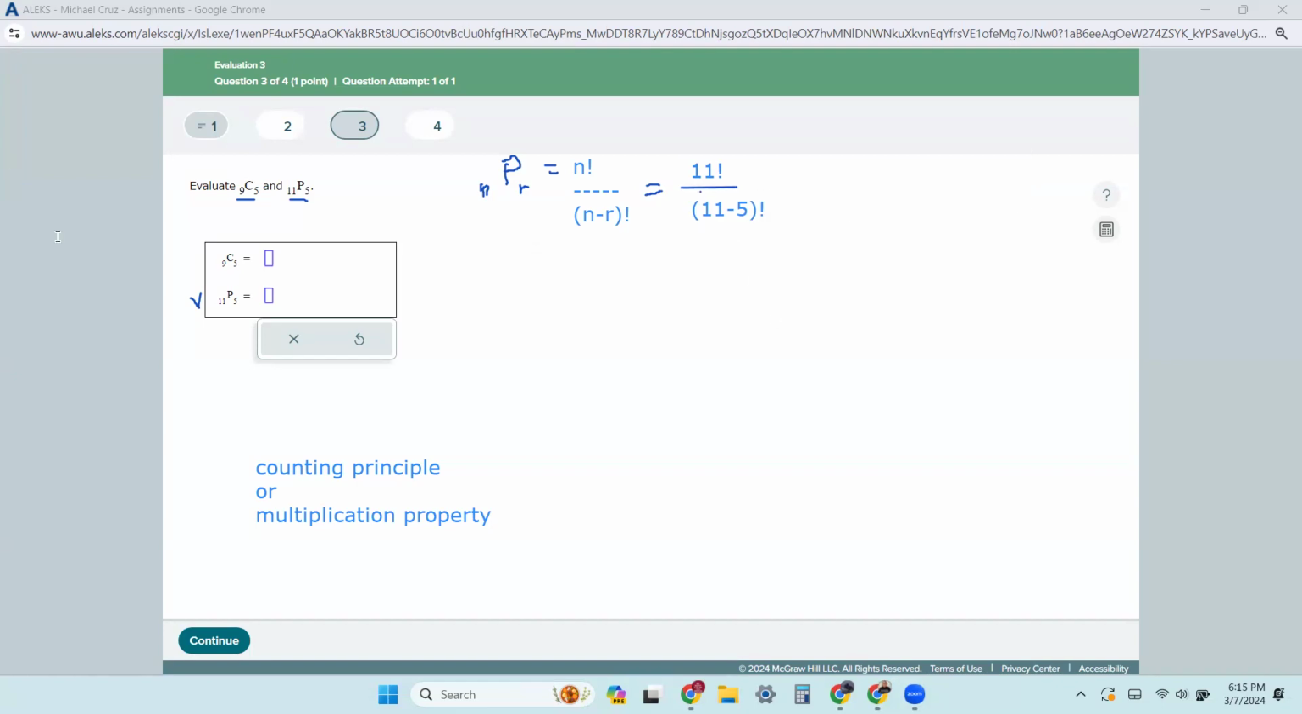So then what we got, 11 factorial, and then this is 6 factorial, right? All right. Now, at this point, we could do it manually, or I can just use the calculator to do this part.